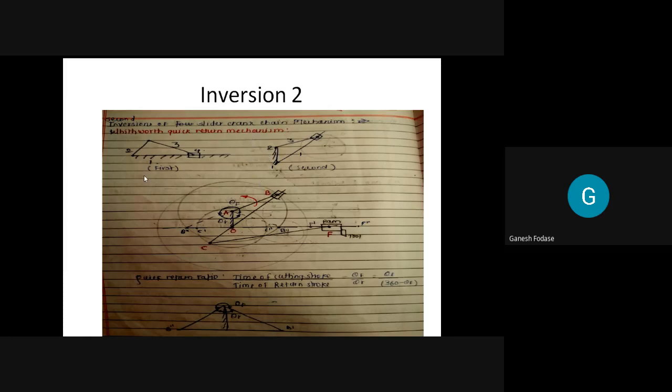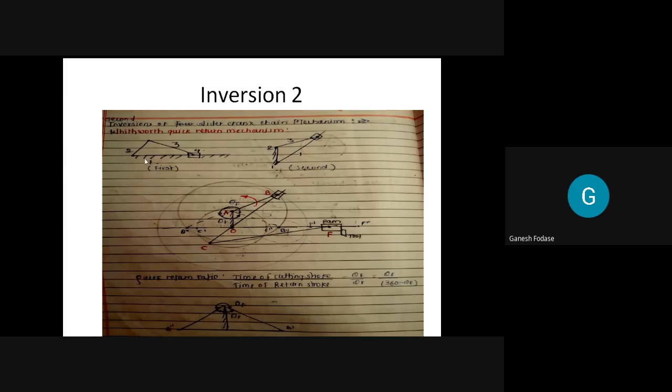So in inversion 2, instead of link number 1, link number 2 is fixed. So we fix this link number 2 and we rotate the arrangement in such a way that, the mechanism is the same, we just rotate it to get a better idea of how this mechanism is. So link number 2 is fixed now. Link number 1 is this, link number 3 is this, and link number 4 is the piston.